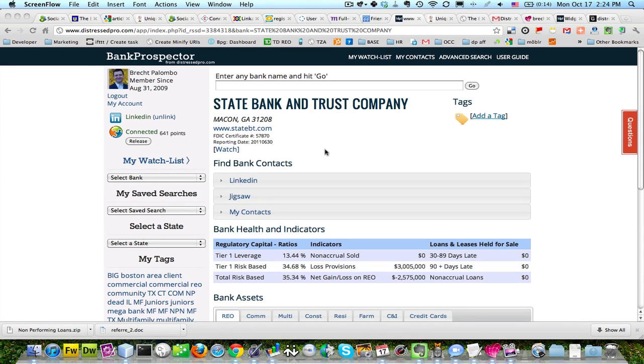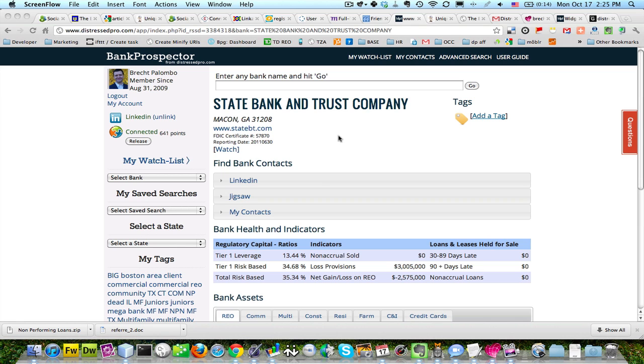Okay, this is the new Bank Prospector version 2.1. This is beta. This was just released on Friday, and what I want to show you is how to find bank contacts and how to look at the bank record after you've gone through some of the other U.S. overviews, state overviews, whatever. After you've found a bank that you're looking for, this is how it works.